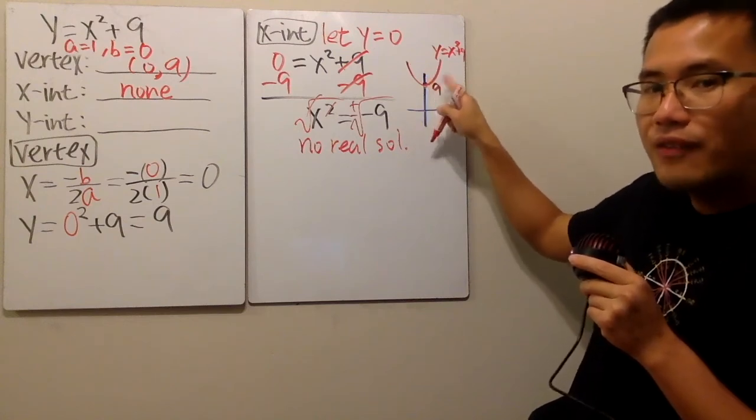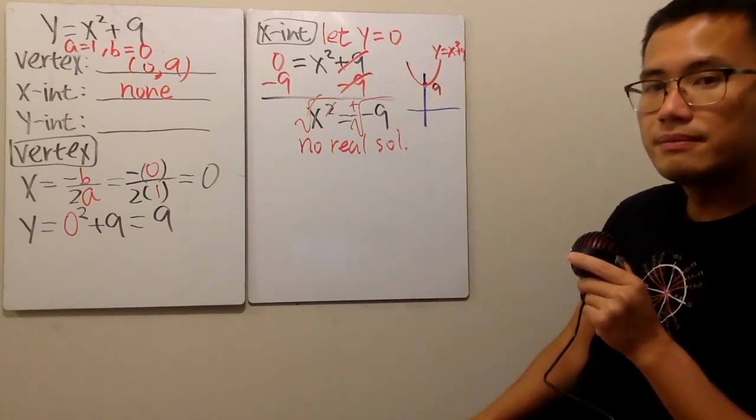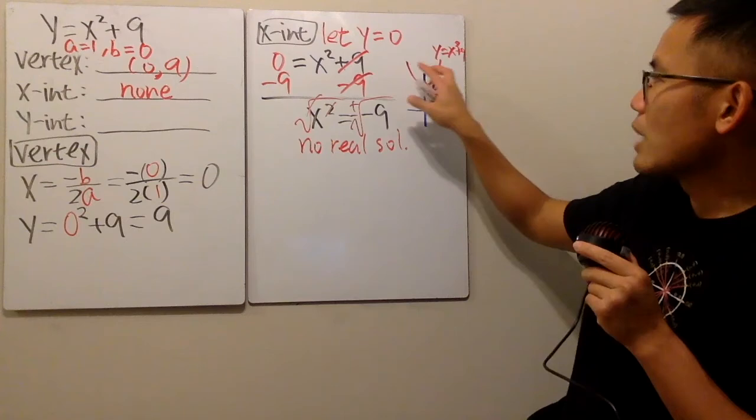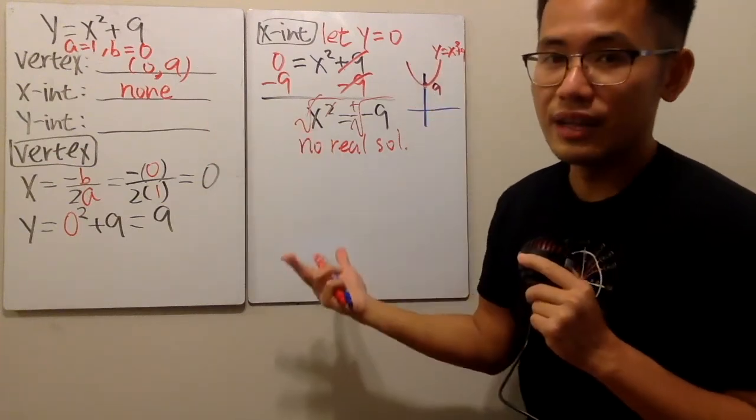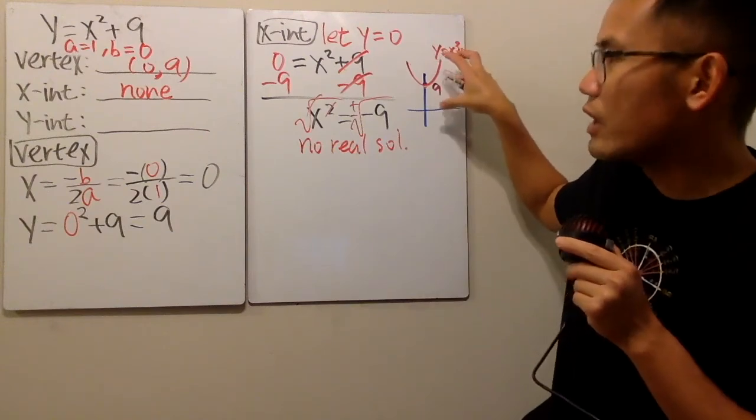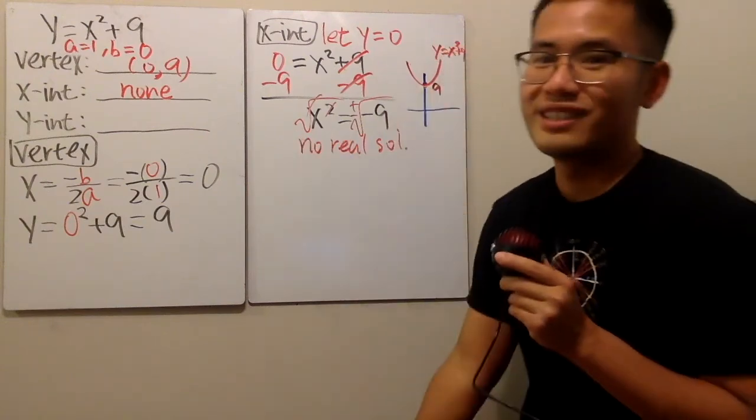Does this graph ever touch the x-axis? No, it does not, right? This graph does not touch the x-axis ever. So that's why it's none. If you notice this right here, you can show me the graph, you don't have to do the work, right?